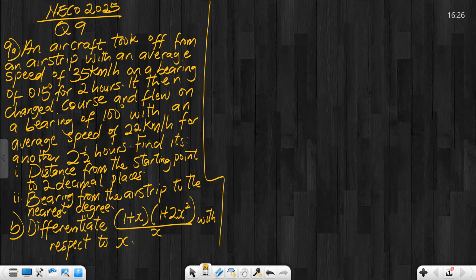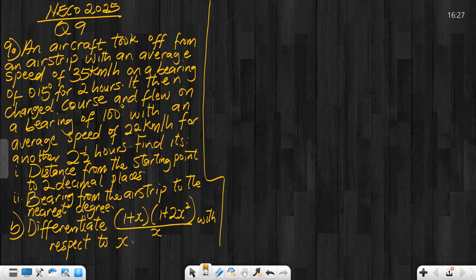The question says, an aircraft took off from an airstrip with an average speed of 35 km per hour on a bearing of 015 degrees for 2 hours. It then changed course and flew on a bearing of 100 degrees with an average speed of 22 km per hour for another 2.5 hours. Find, first, its distance from the starting point to 2 decimal places. The second question, the bearing from the airstrip to the nearest degree.